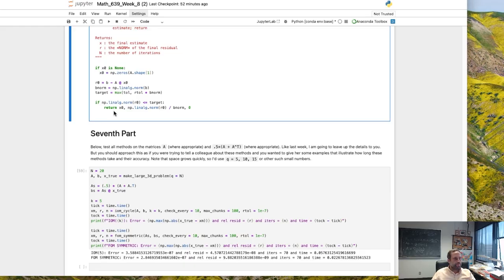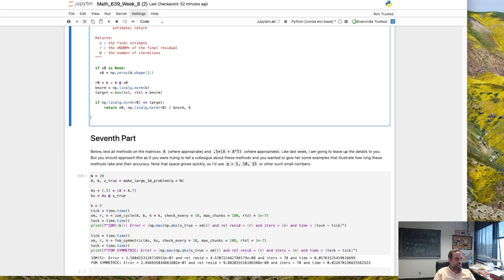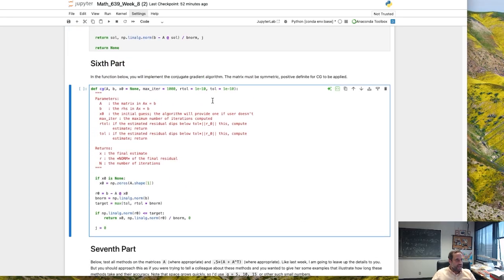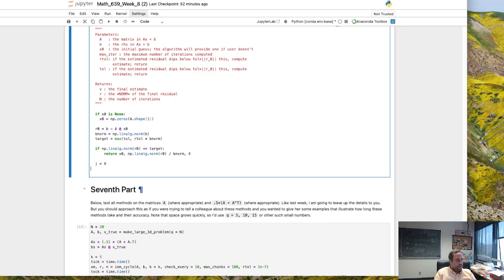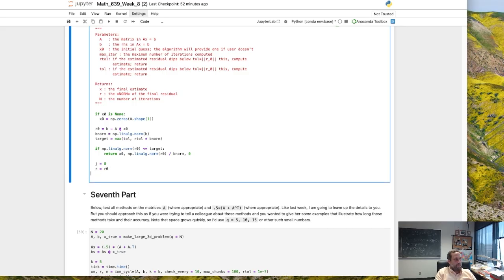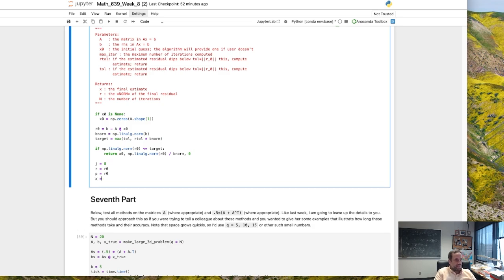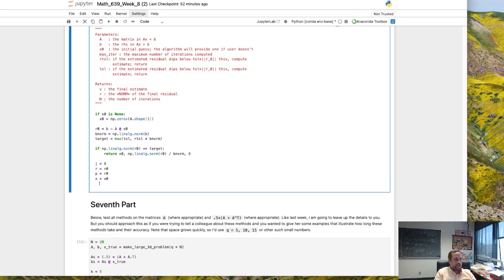Where are we here? Okay, so now we're going to start the main loop in the CG algorithm. So we're going to set some stuff. J is going to be our counter. We're just using this to count the number of iterations. Notice this has a max iter, which defaults to 1000. Then R is going to be equal to R naught. That's what we're going to continually update. P is going to be equal to R naught. That's the P vector that we're going to continually update. And then X is equal to X naught. That's the X vector that we're going to continually update.